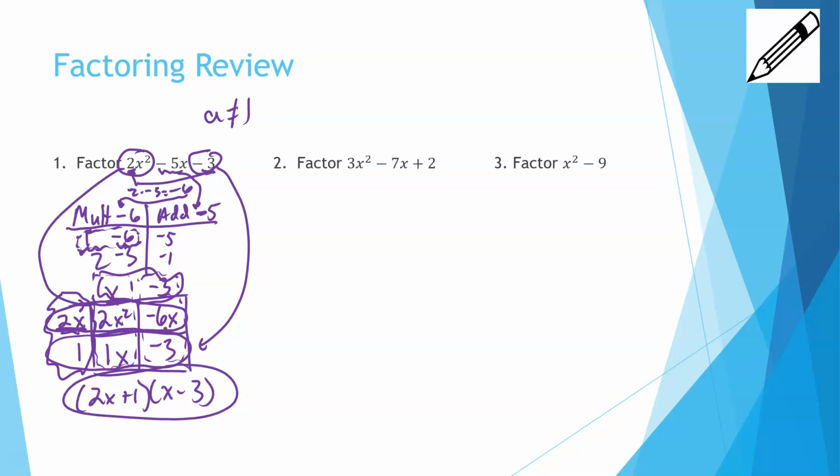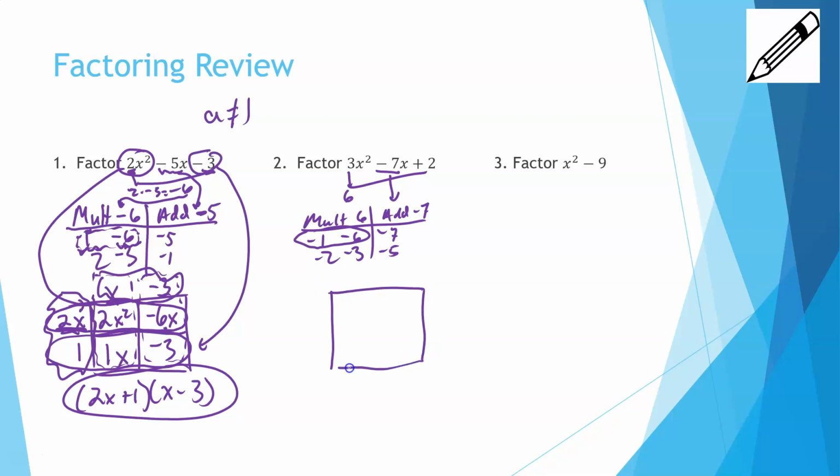Okay, so now that we have that, let's do another example together. Again, I would do the 3 times 2, and I get 6, which means I need to multiply to 6, and this time add to negative 7. 1 times 6, 2 times 3. If I'm multiplying to a positive and adding to a negative, remember that's when everything has to be negative. So this time negative 1 and negative 6 are my numbers.